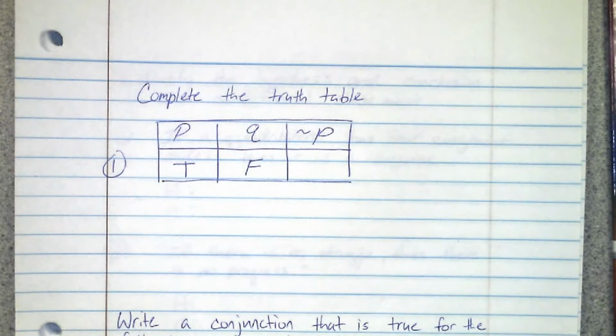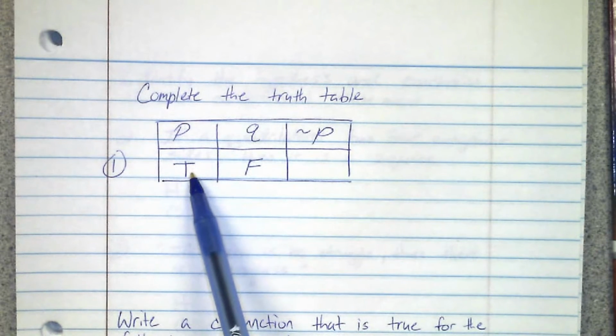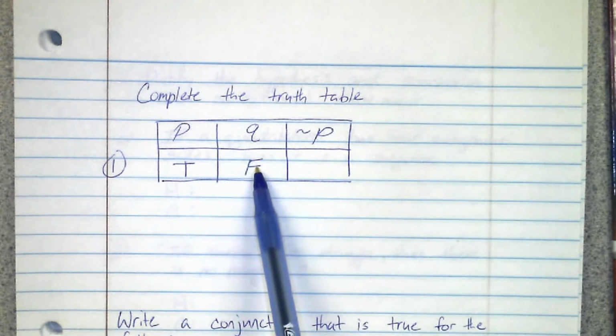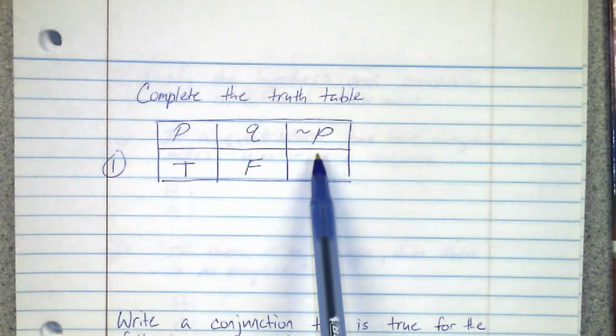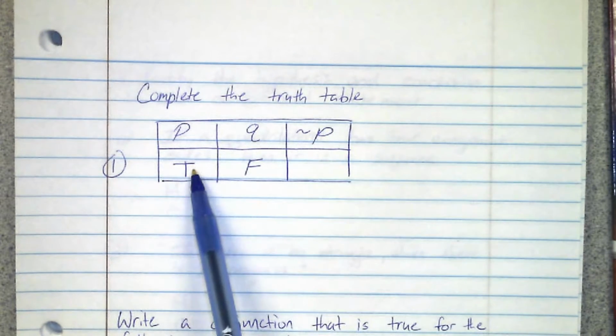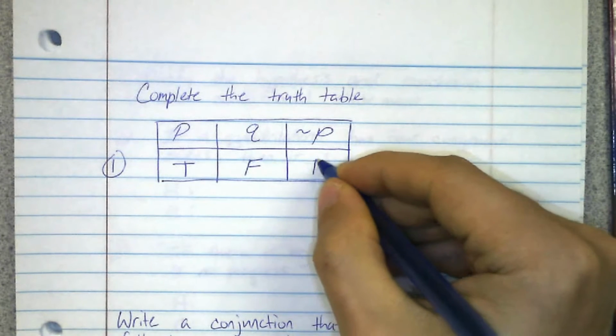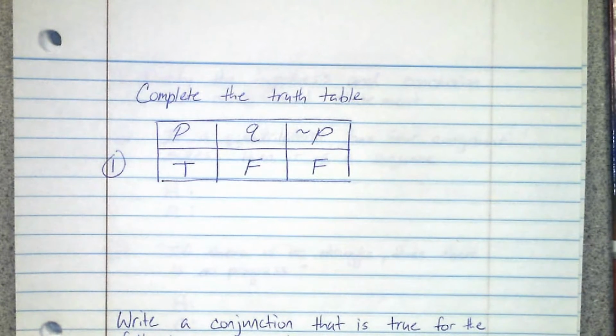Okay, we have probably the smallest truth table to complete. Pause the video, press play when you got it. Okay, so here we know that statement P is true, Q is false, so we want to know what the negation of P is. Well, not P is going to have the opposite truth value, so that's going to be false, and we're done with that.